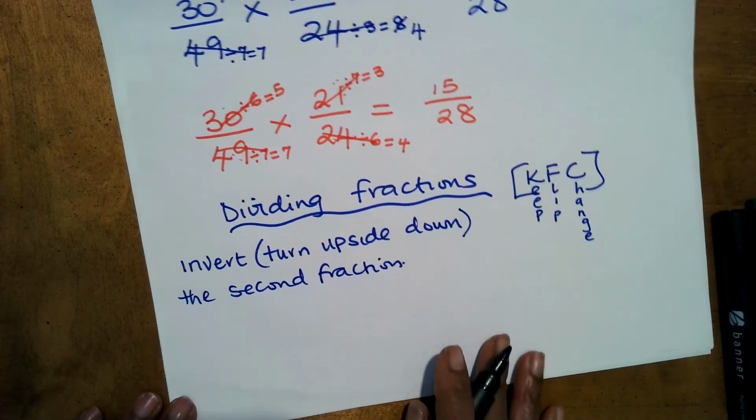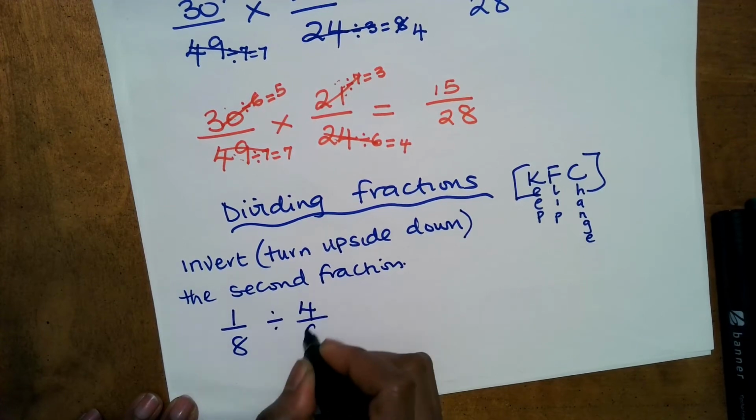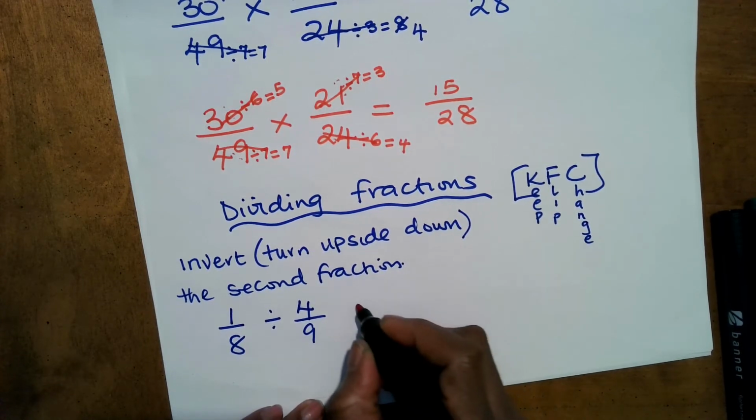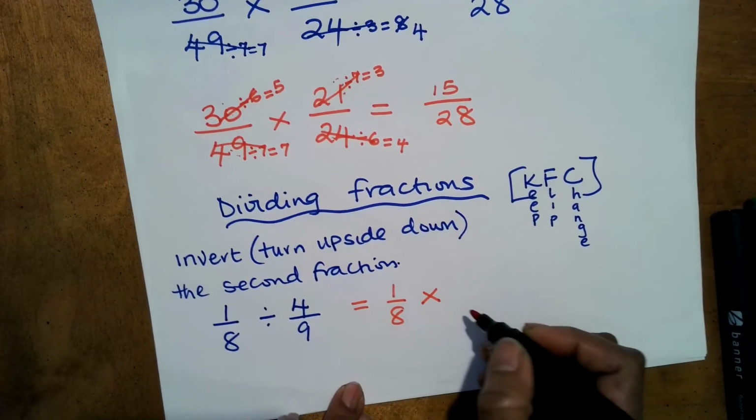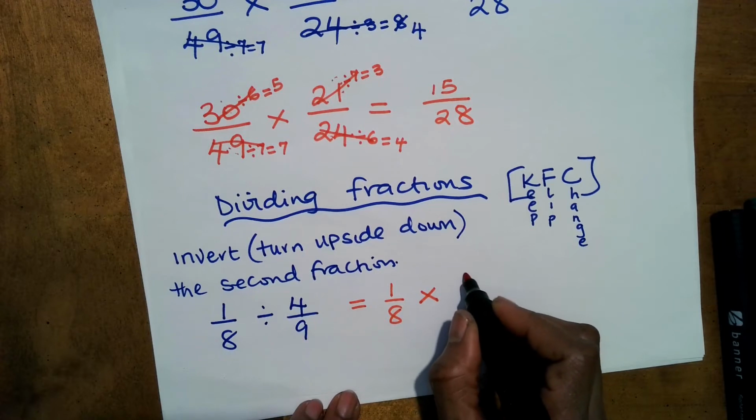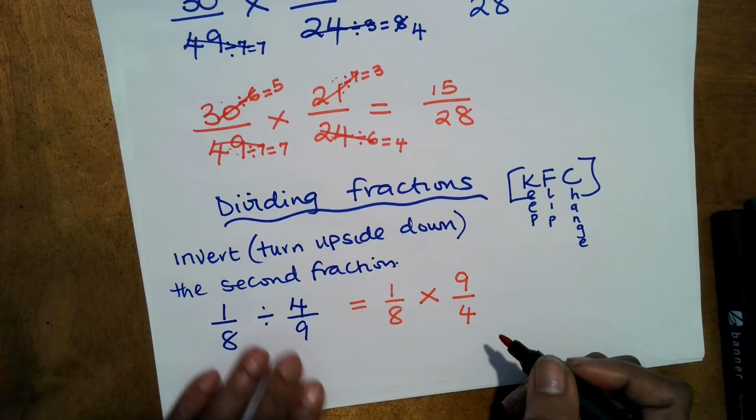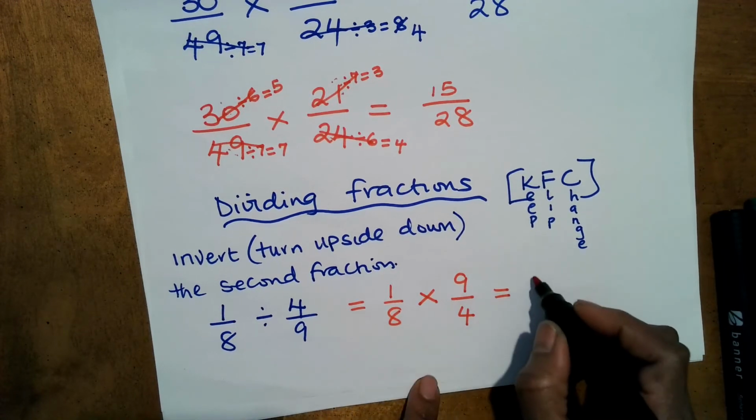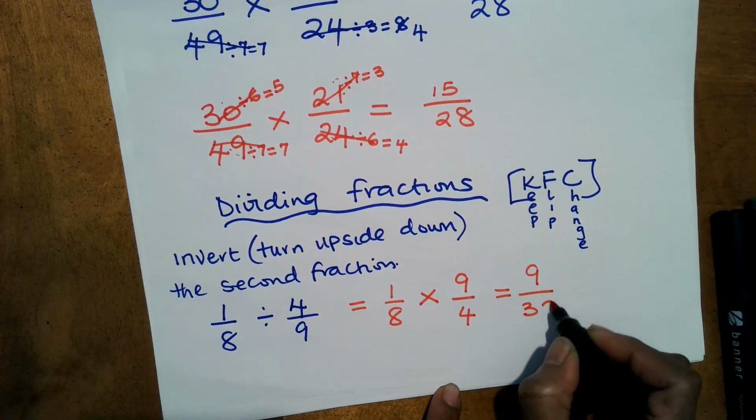Okay, so we've got this example. 1/8 divided by 4/9. So what we do in this case will be to keep the first fraction. I'm keeping the first fraction, I'm changing the sign and I'm flipping the second fraction. So my answer is going to be 1 times 9 is 9. 8 times 4 will give me 32.